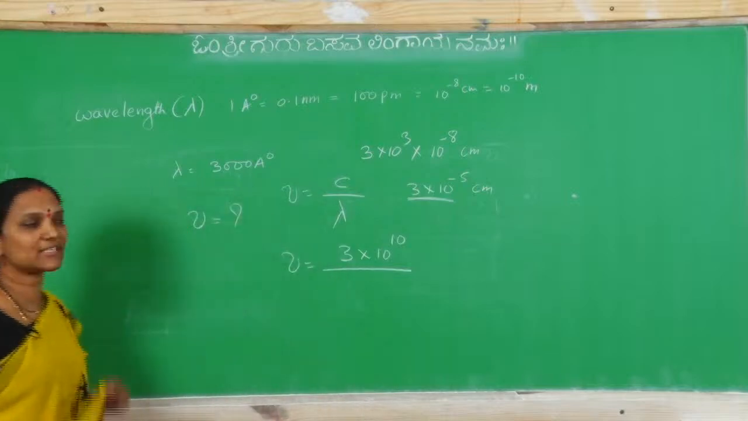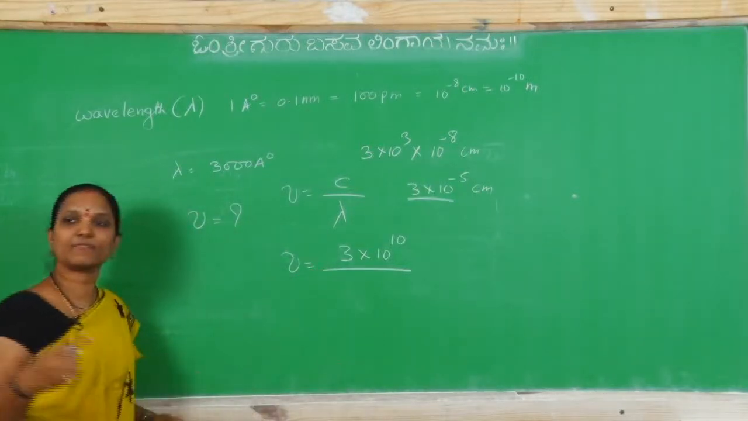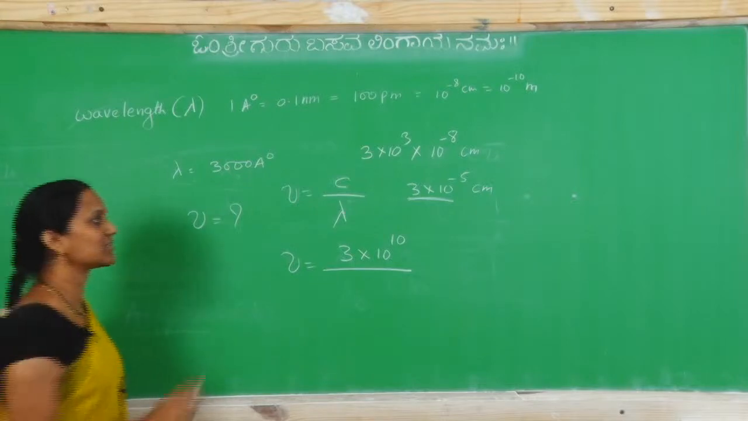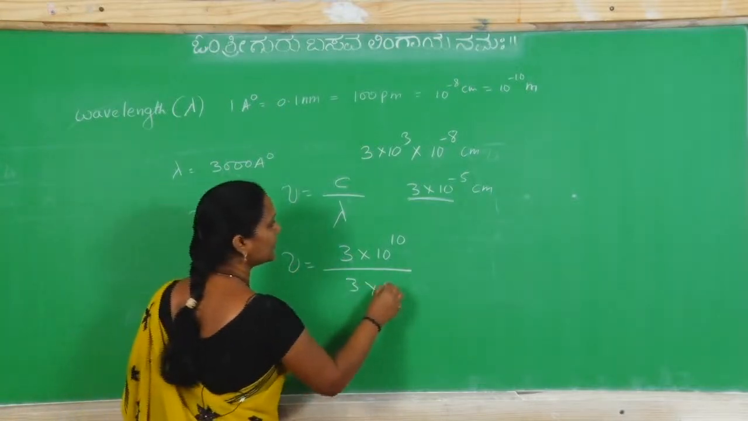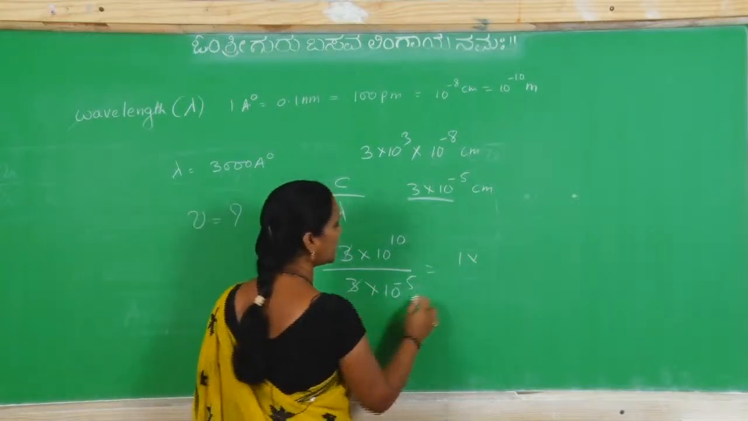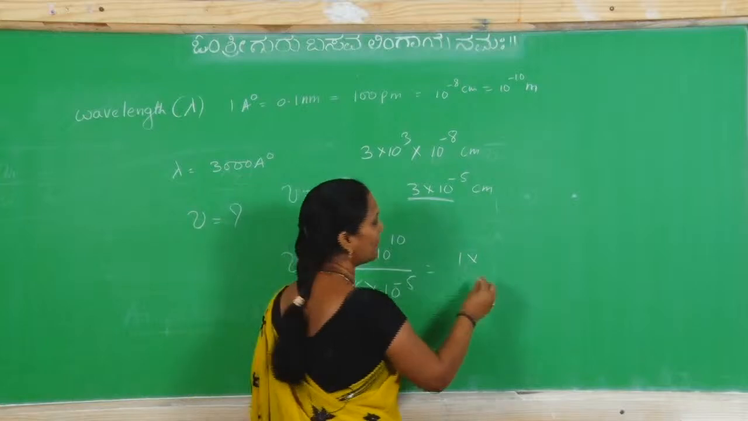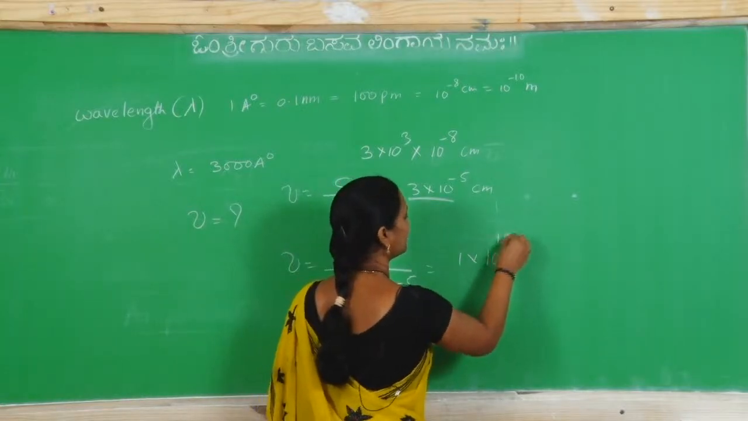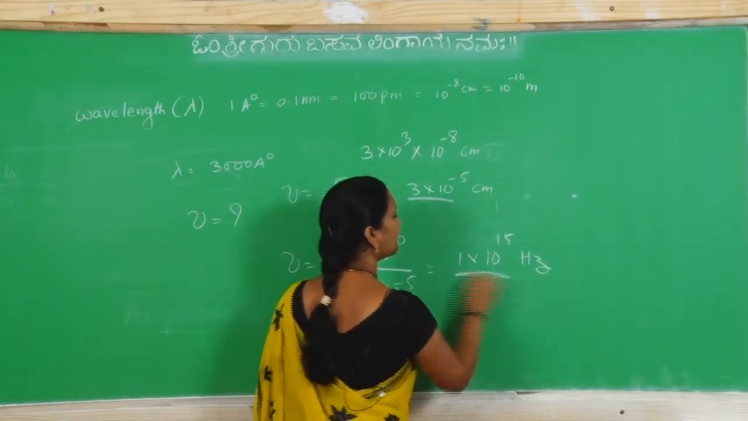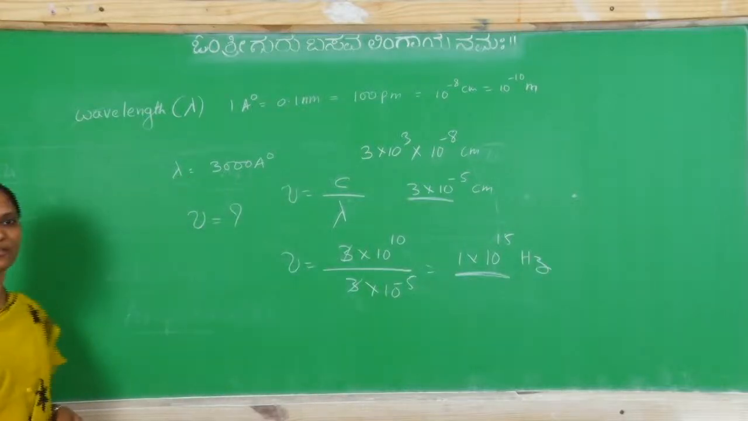So, what is the wavelength in centimeters? C value in centimeters we are taking, that is why wavelength also in centimeters. So, what is the value? 3 into 10 power minus 5. Now, it is equal to 1 into, shift this here, 10 power 5. 10 power 10 into 10 power 5 is 10 power 15. So, what is the frequency answer? 1 into 10 power 15. Just like this we have to solve the problems.